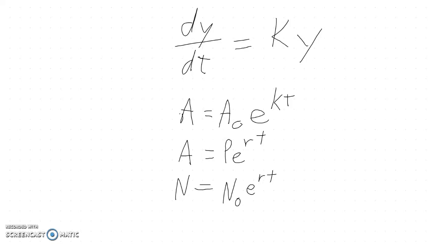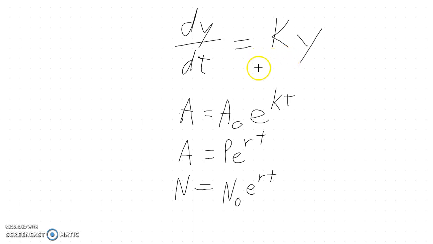Separation of variables is the most common and probably the easiest way to solve a differential equation. First, what is a differential equation? It's just an equation that has a derivative in there somewhere. This top equation here is a differential equation. Why? Because it has this derivative, dy over dt equals ky, and you need to solve for y.